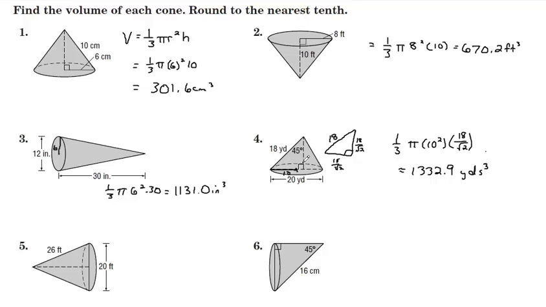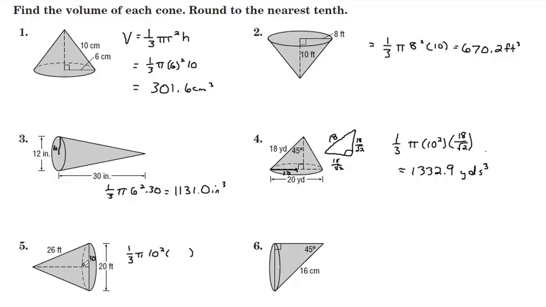Alright, and then number 5. Now we have a diameter of 20. That means the radius would be 10. We can get some of the pieces in play here. 1/3 pi times radius squared times the height. Now the height is undetermined yet.